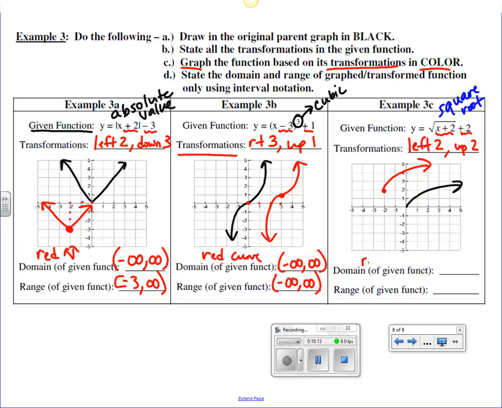All right, let's do the domain and range of the red. So the domain is from left to right, and it's the x values. So it starts on the left at -2 if you look at the x-axis, and that's a bracket, and it goes all the way to the right to infinity. The range is your y values, so you've got to look at the y number, which is +2, and then it goes up forever to infinity.